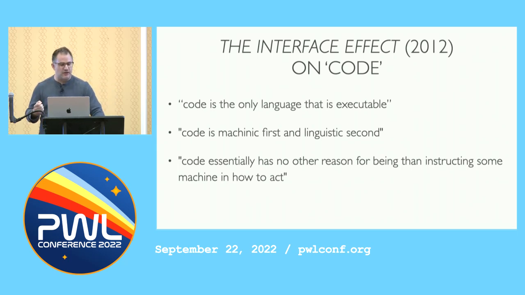He then says, "code is machinic first and linguistic second." So now he's doubling down. He's saying not only is code executable, but that's the most important part of it. The linguistic quality is not as important. And then finally, he reaches the apex and he says, "code essentially has no other reason for being than instructing some machine in how to act," which is wrong.